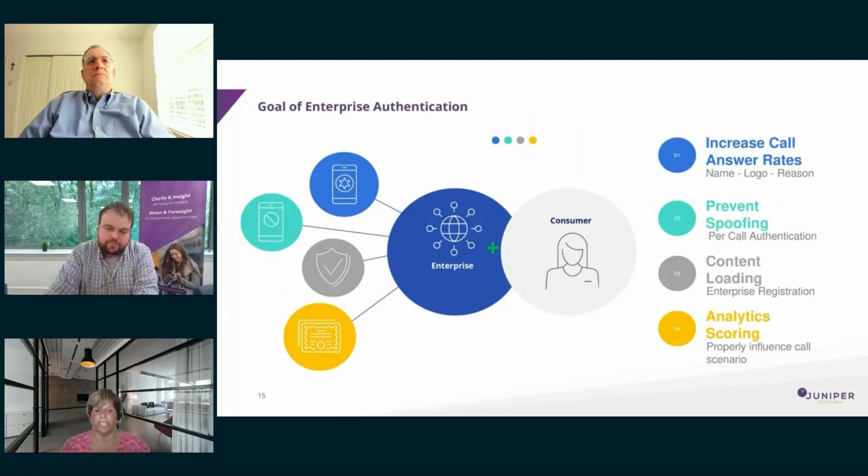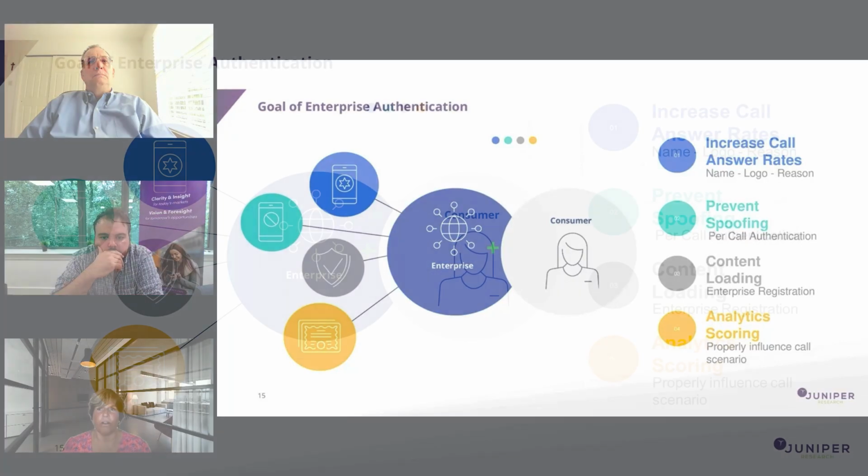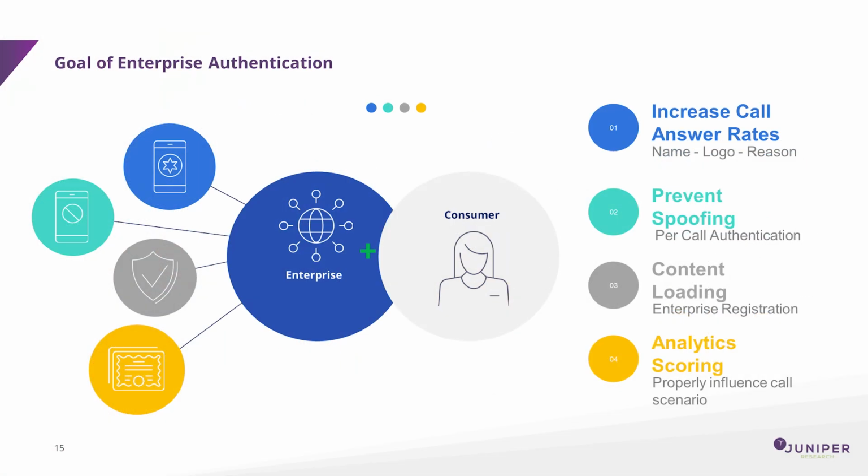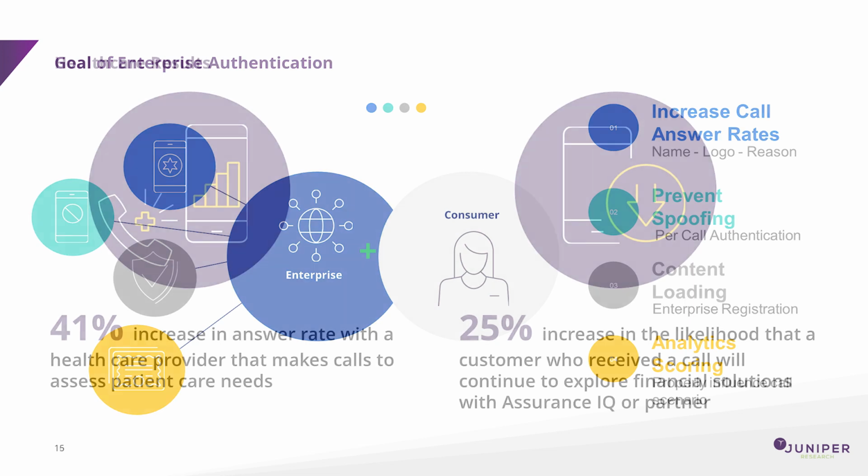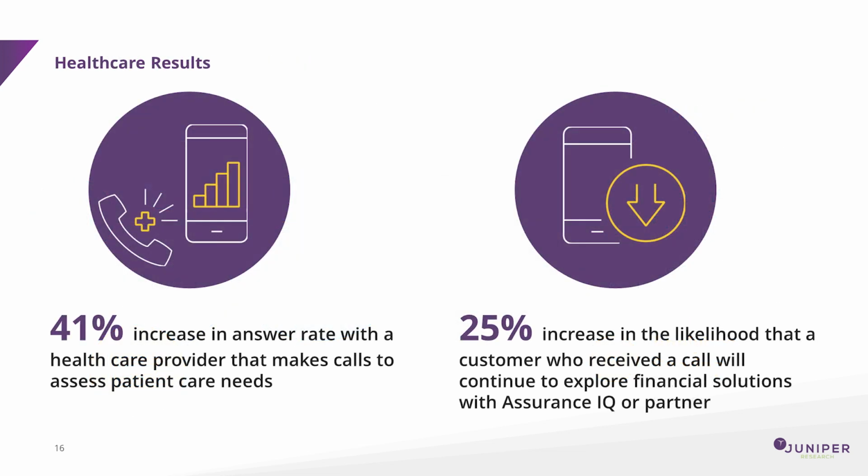We also give the ability for content loading, logos, and enterprise registrations. And then finally, our analytics part of this whole equation is the actual scoring of calls. So we are actively scoring calls, and when calls reach a negative score, we are contacting those carriers and making sure that those calls can't be completed, figuring out what's going on with them, and making sure they don't have network access.